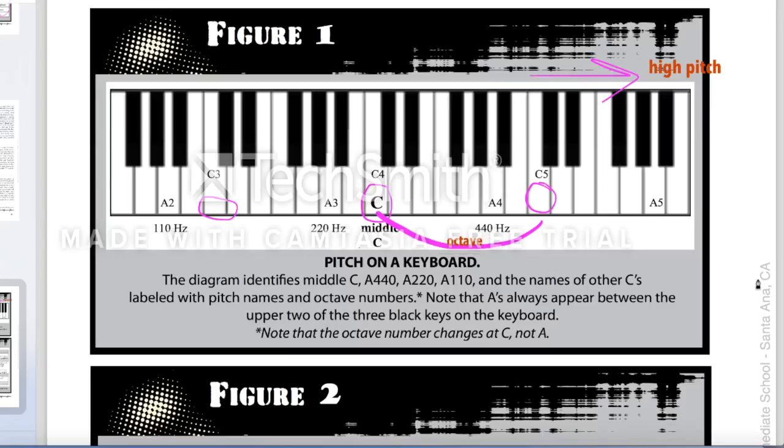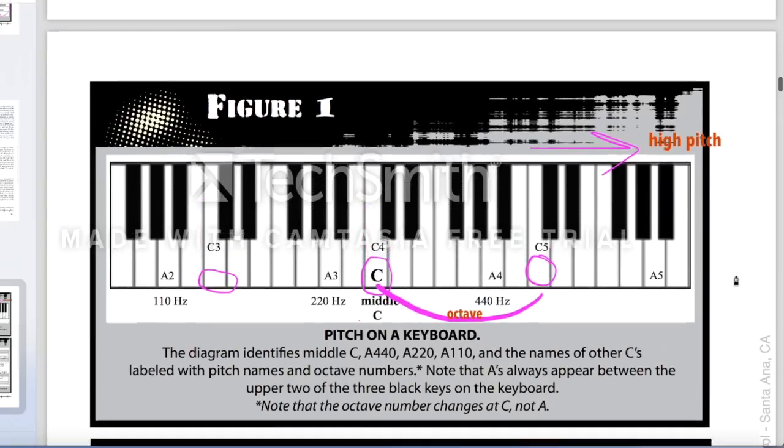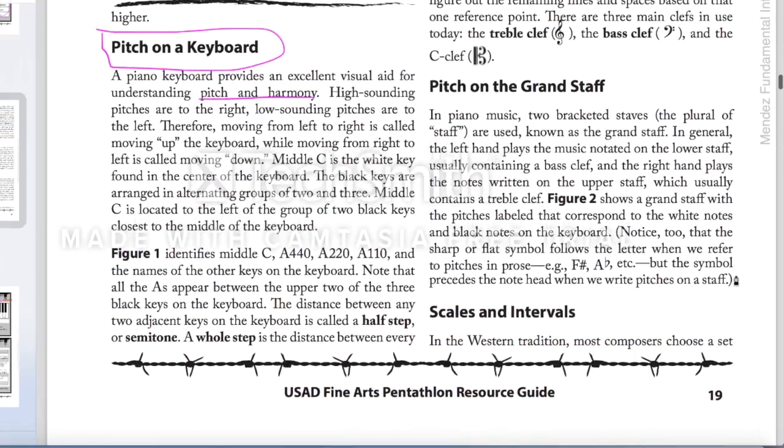Hope you guys are all writing all of this down. If I'm going too fast, pause the video and then write it down and then play it.